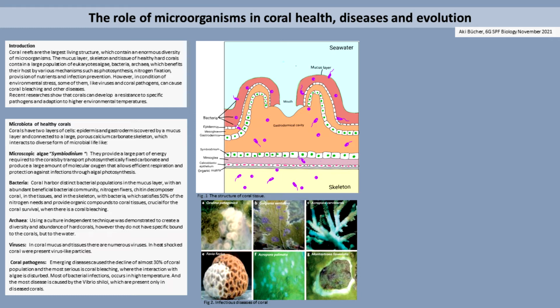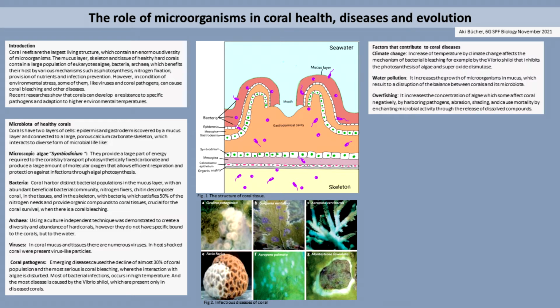Most coral infections occur at high temperature, and the most common disease is caused by Vibrio, a bacterium present only in diseased corals. Not only coral pathogens, but also environmental stress like climate change, water pollution, and overfishing increase the incidence of coral diseases. Increased temperature by climate change affects the mechanisms of bacterial bleaching, for example by Vibrio, which inhibits the photosynthesis of algae and superoxide dismutase.